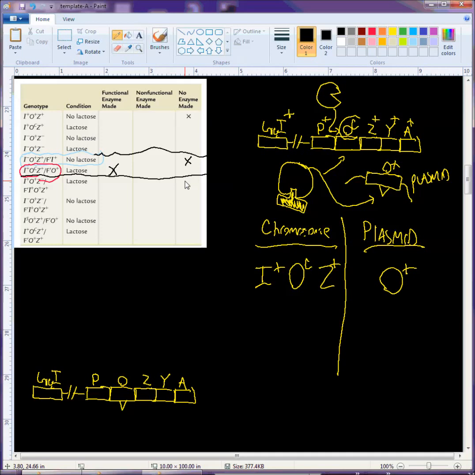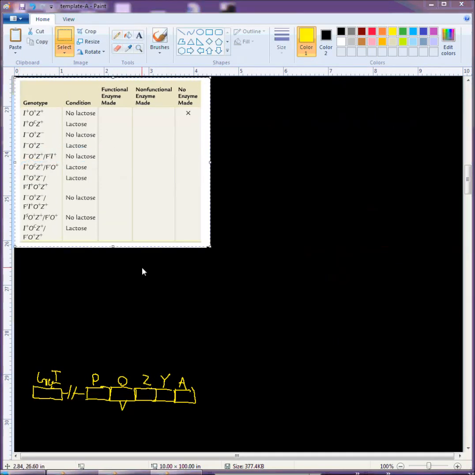Okay, let's take a look at the next one here. Okay, so the next one is a little confusing, and I'll explain why. So we're working on this one right here, and it's got a long genotype because we have a bunch of genes on the chromosome at the normal location for the LAC operon, and we also have a bunch of different genes on the plasmid too.